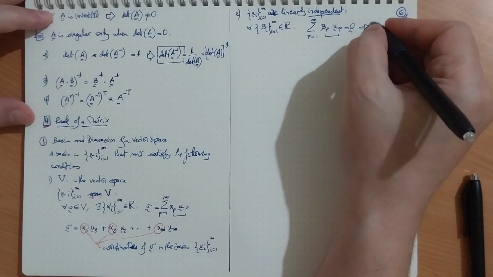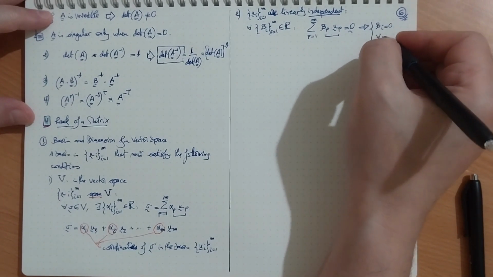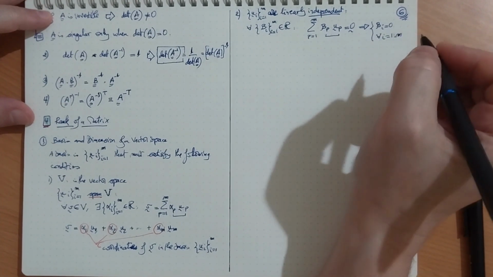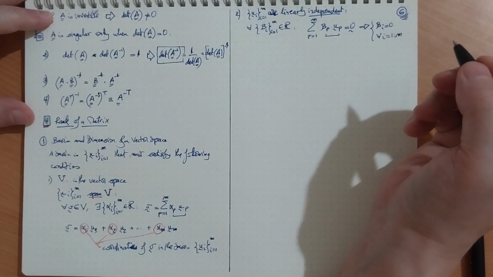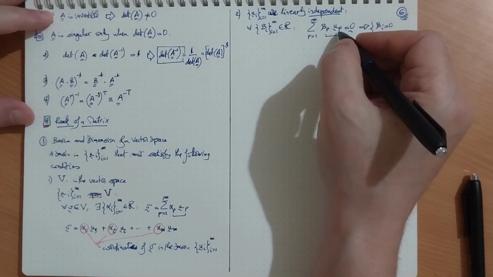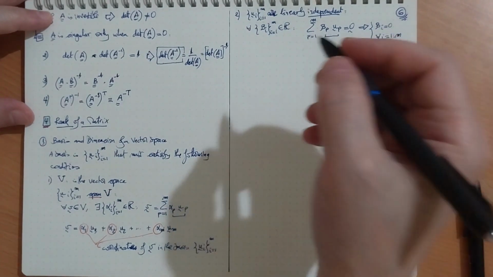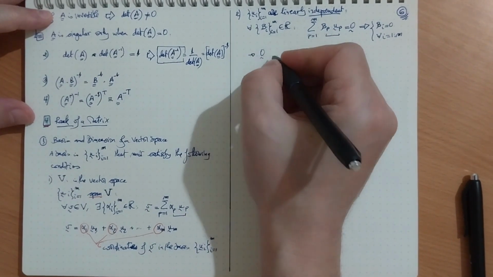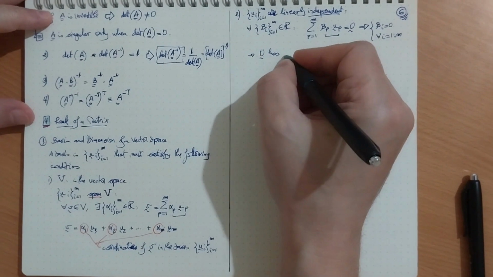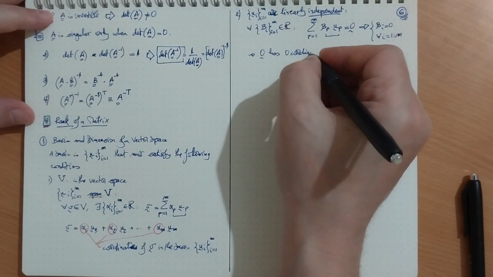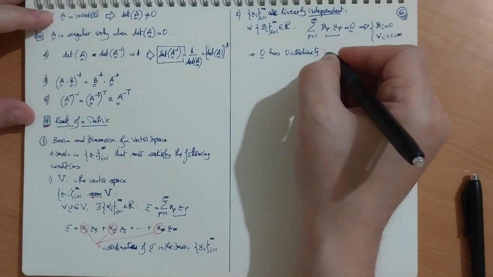Must all be equal to 0, whatever i from 1 till m. What does that mean? It means the coordinates of the vector 0 in the basis are all equal to 0. So let's write that here: 0 has 0 coordinates in the basis.